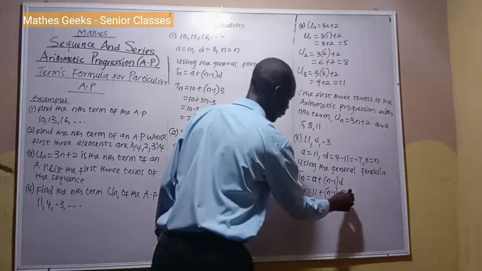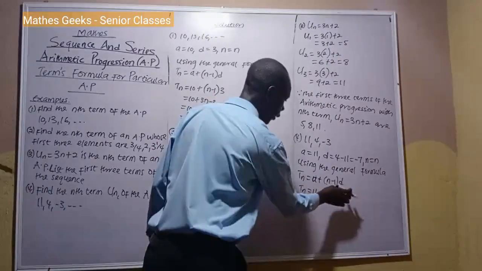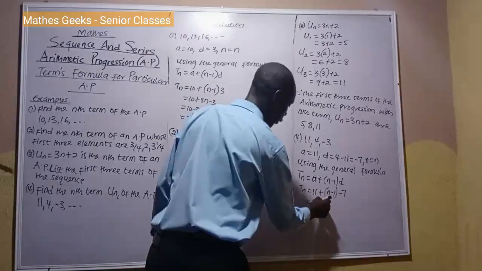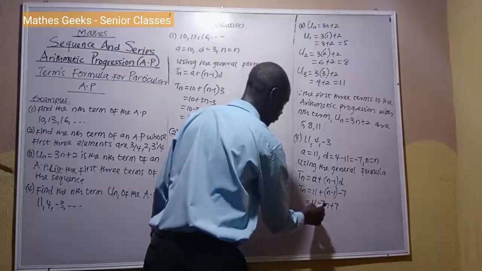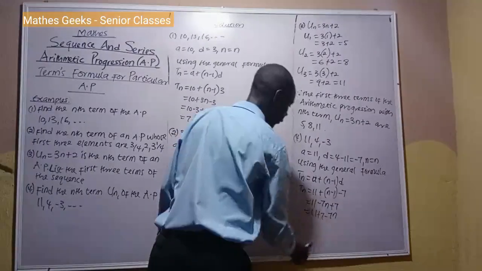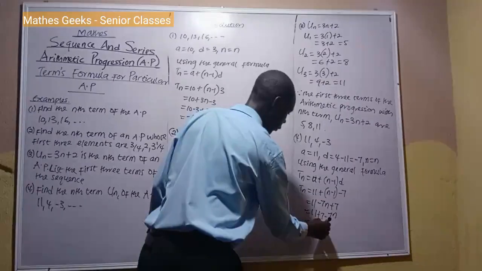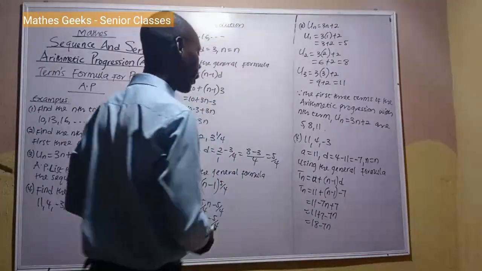That's 11 minus 7 times n gives us minus 7n. Minus 1 times minus 7 gives us plus 7. So 11 plus 7 minus 7n is equal to 18 minus 7n. So that's the nth term.